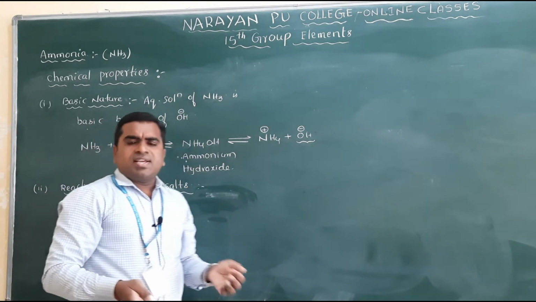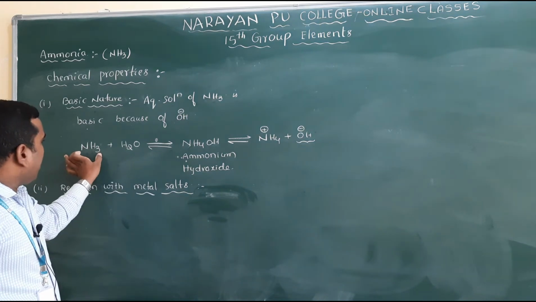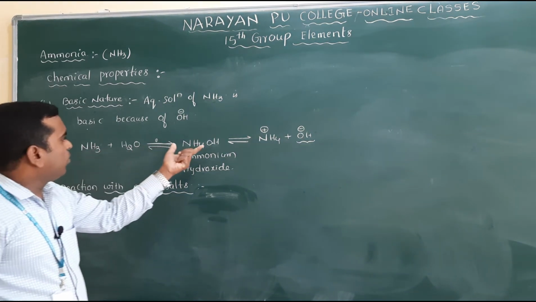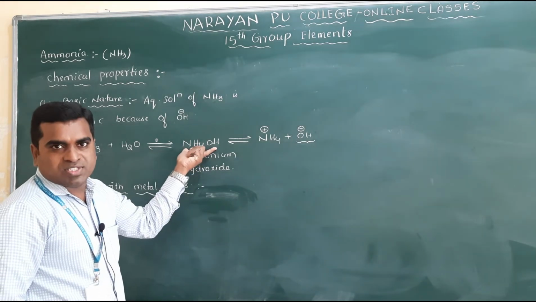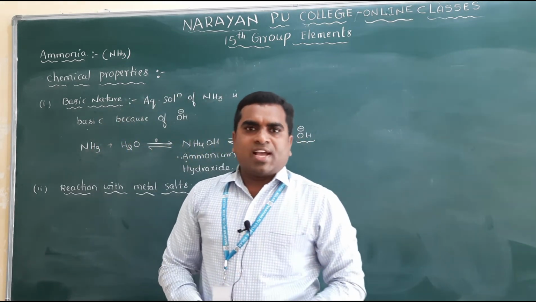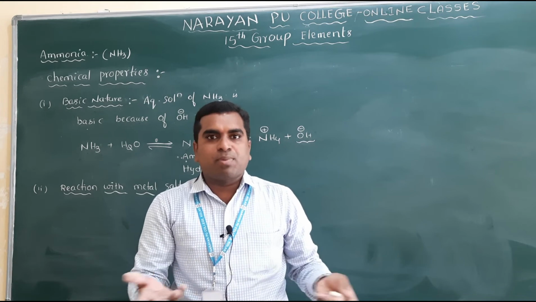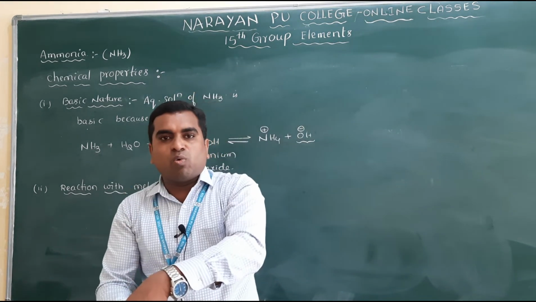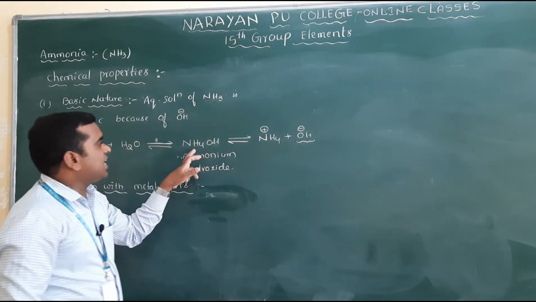Ammonia is highly soluble in water, so almost always it exists as ammonium hydroxide solution. In the laboratory we have done so many experiments with ammonium hydroxide. What is meant by ammonium hydroxide? Because ammonia is a gas, we pass the gas into water, and it is converted into a solution. That solution we call ammonium hydroxide.